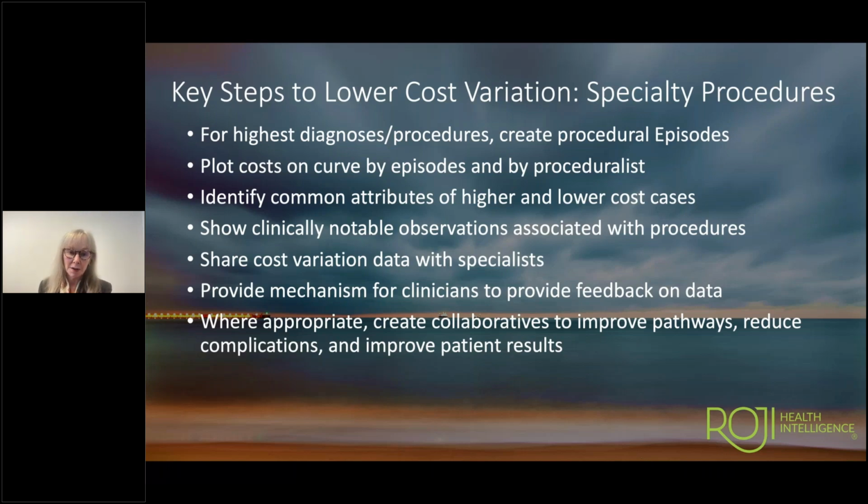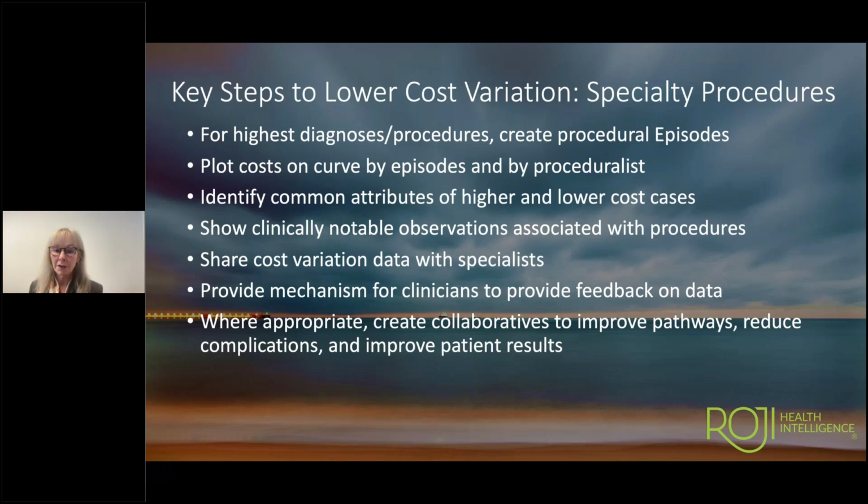And those get plotted on a cost curve by episodes and by proceduralists. So you can see right away in both of those instances, whether you're plotting them by patient or you're plotting them by the proceduralist within a given condition, what is happening on those costs. You can also plot the different approaches to the surgical procedure and determine what you're seeing on the cost curve there, as well as outcomes.